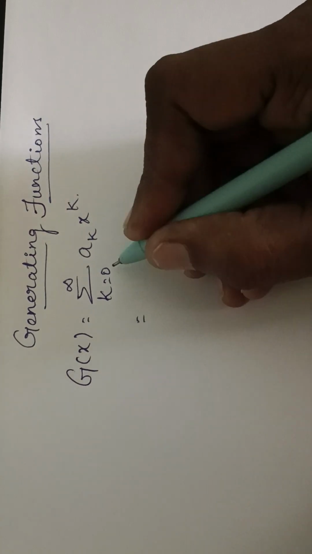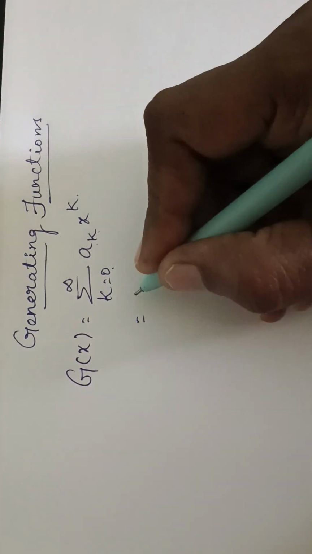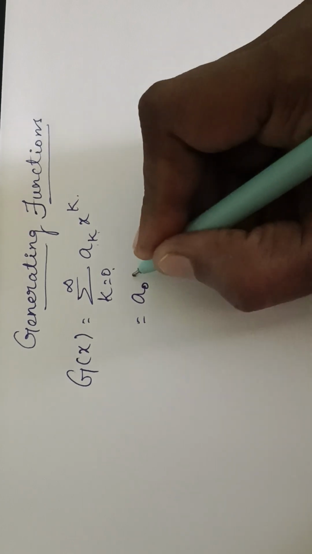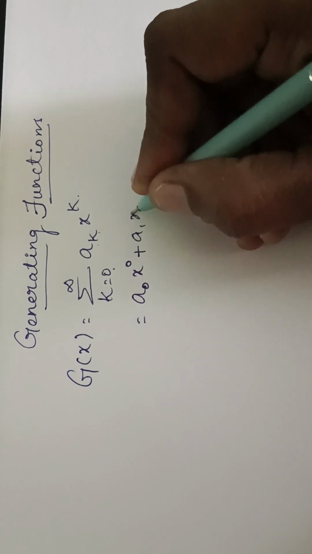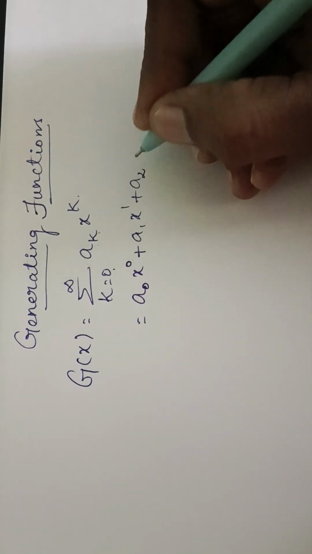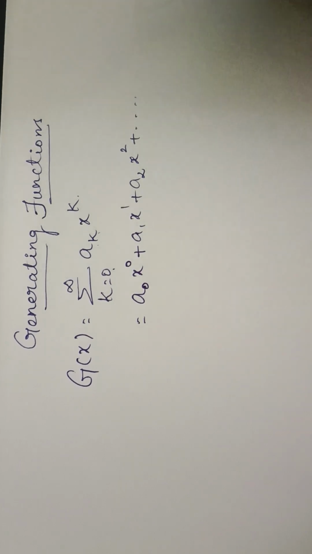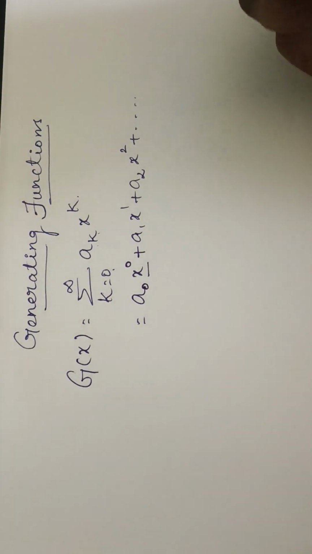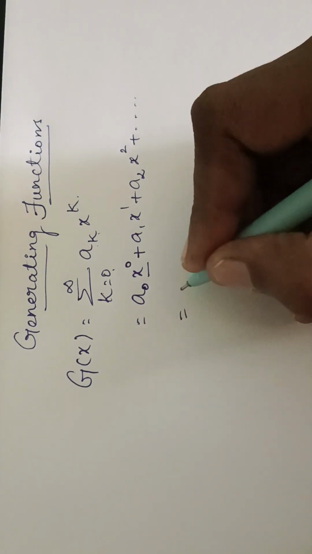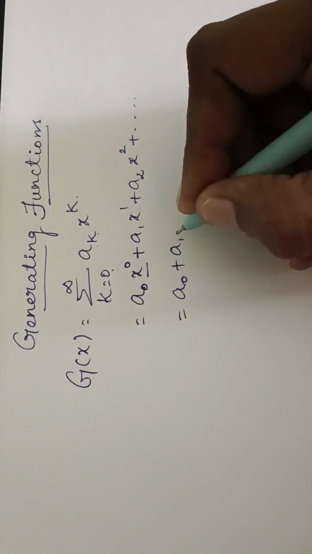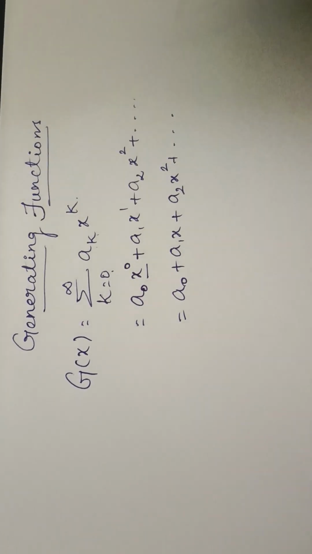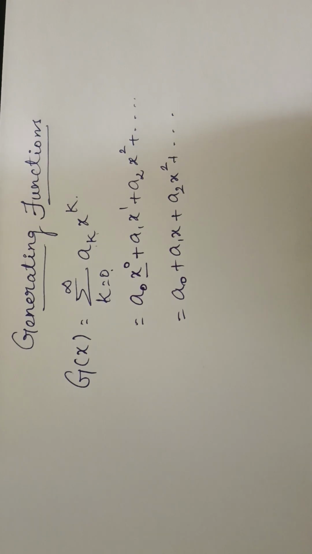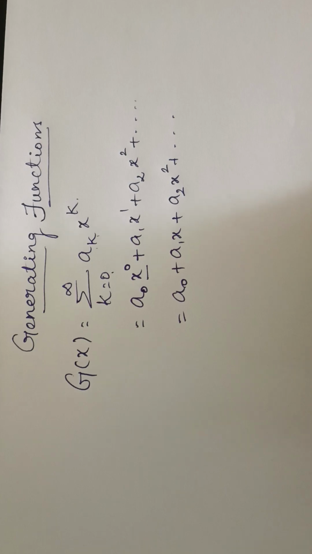So substituting k equal to 0 in a k x power k means what? a 0 x power 0 plus, summation means addition, so a1 x power 1 plus a2 x power 2 plus etc. Already you know that anything power 0 becomes 1. So a naught plus a1 x plus a2 x square plus etc. is the series of the generating function. Okay, so now we are going to see one example.